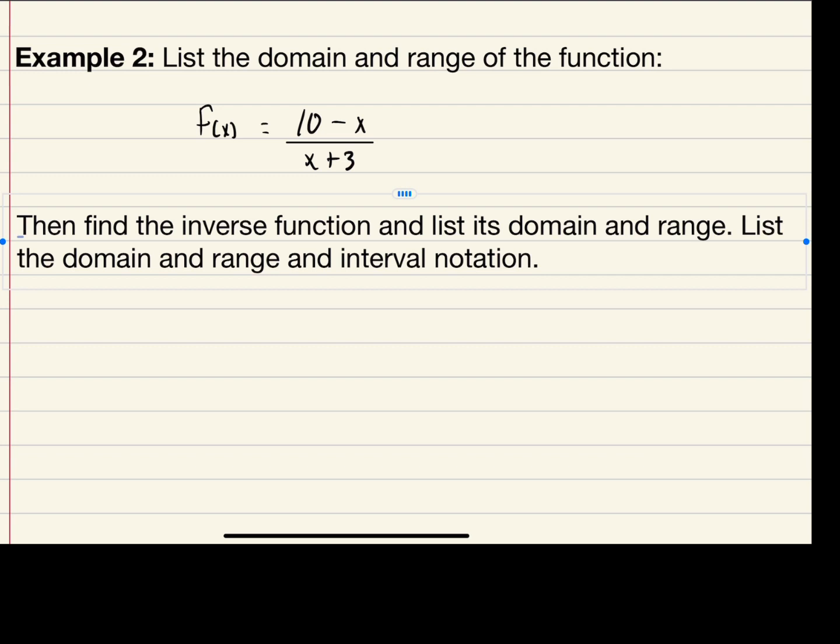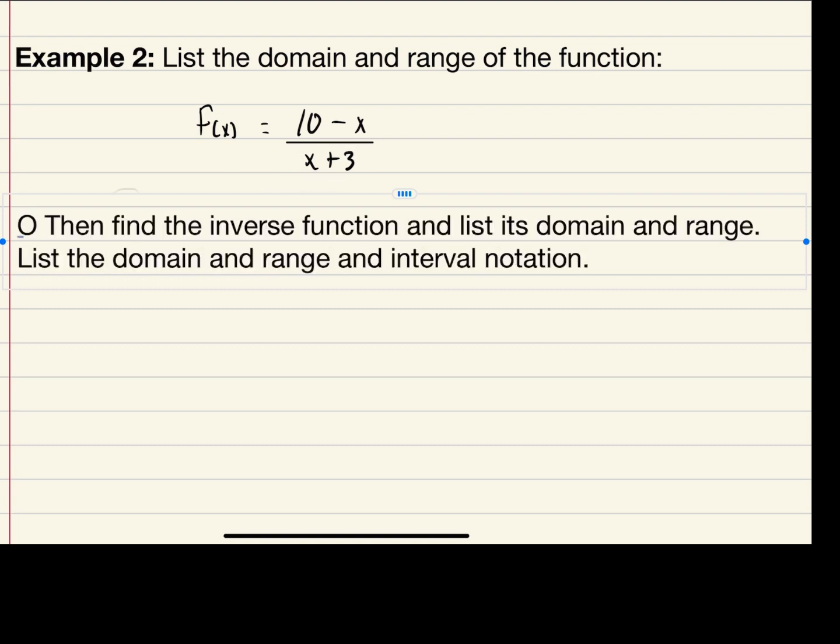So there are no restrictions listed, except that we know since this cannot equal 0, then we can write it as follows. So we're going to go x cannot equal negative 3, I should say. And that's because if I put negative 3 in for here, then you'll have an undefined, right? Negative 3 plus 3 gives you 0.